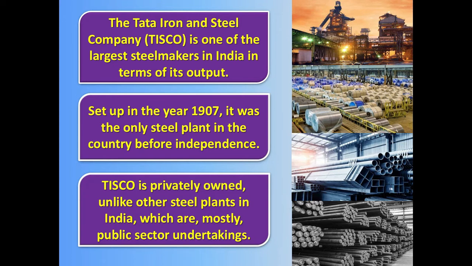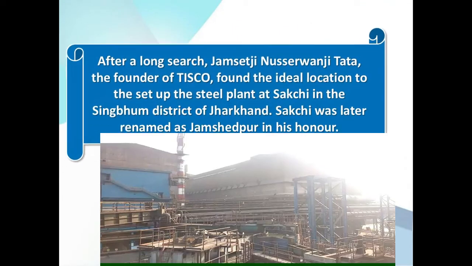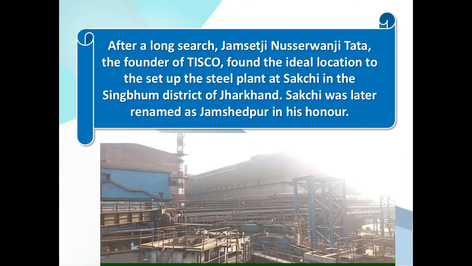TISCO is privately owned, unlike other steel plants in India, which are mostly public sector undertakings. So, after a long search, Jamsetji Nusserwanji Tata, the founder of the TISCO company, found the ideal location to set up the steel plant at Sakchi in the Singhbhum district of Jharkhand. Sakchi was later renamed Jamshedpur in his honor.